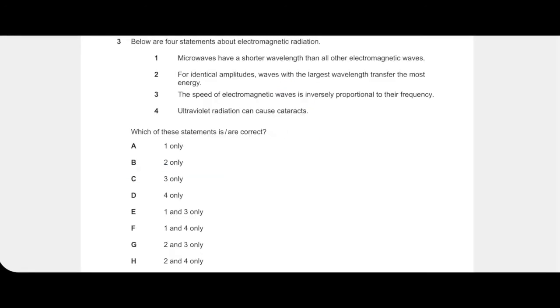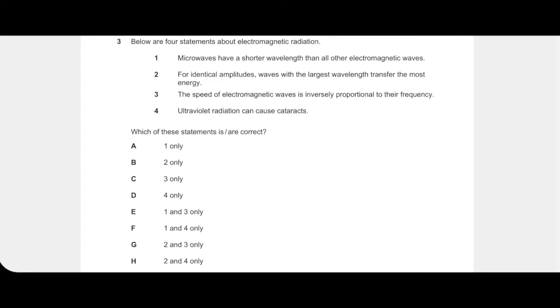Question number 3. Below are 4 statements about electromagnetic radiation. Statement 1. Microwaves have a shorter wavelength than all other electromagnetic waves. 2. For identical amplitudes, waves with the largest wavelength transfer the most energy. 3. The speed of electromagnetic waves is inversely proportional to their frequency. 4. Ultraviolet radiation can cause cataracts. Which of these statements is/are correct?